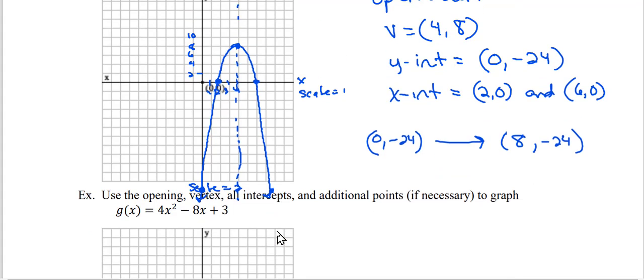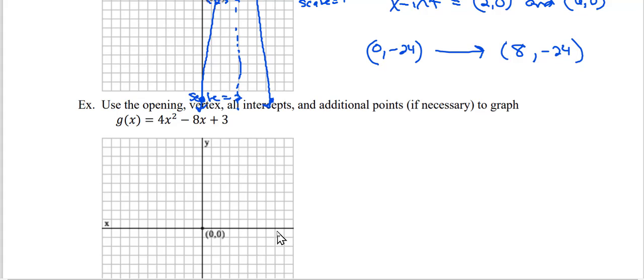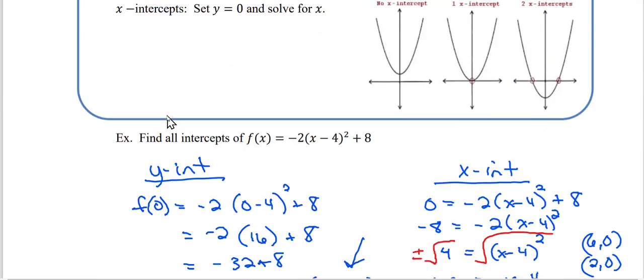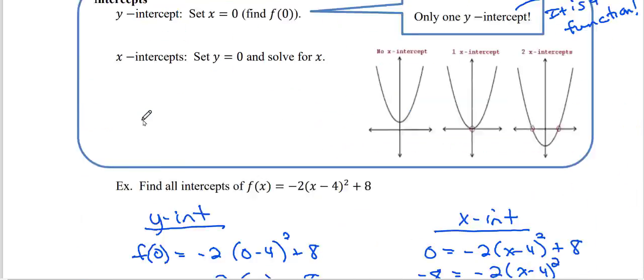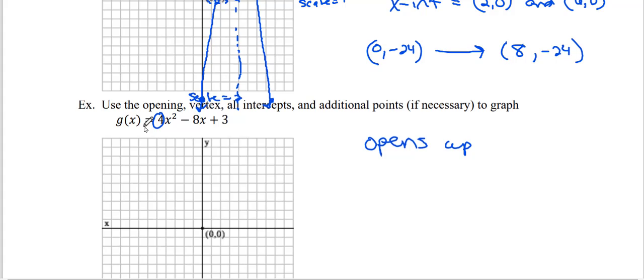All right. Let's take a look at this one. I believe this is the same one that we did before, that we found the vertex of before. This opens up because that number is positive, that 4 is positive. Let me just double check and make sure this is the same one we did up here. 4x squared minus 8x plus 3. Yes, it is. And we found the vertex up there. Shoot, it was 1, negative 1, right?